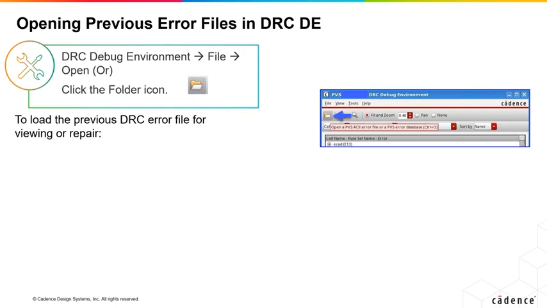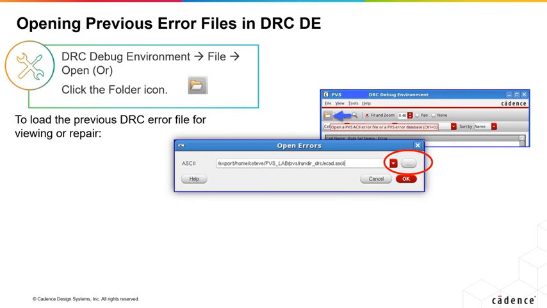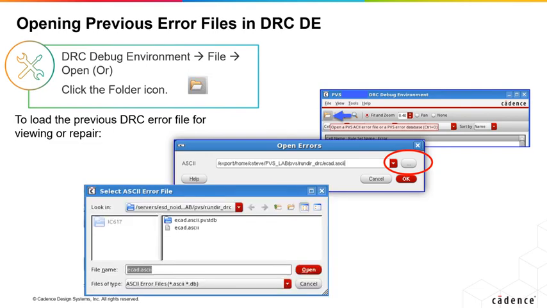How to open the error file of a previous DRC run from the current DRC debug environment. Go to the Open Files option from the toolbar menu or drop-down options, that would bring up the Open Errors form. Click on the Browse button to bring up a form titled Select ASCII Error File. Browse to the appropriate directory, select the right ASCII error file to be loaded and click Open. That loads the ASCII error file onto Open Errors form. Click OK. That will load the selected ASCII file errors onto the DRC debug environment.